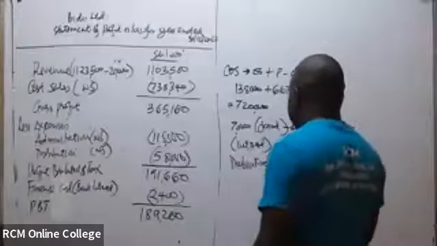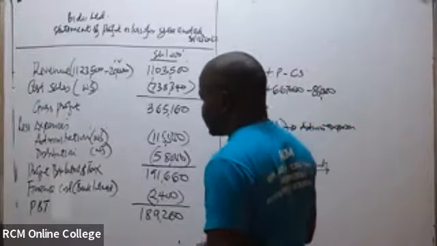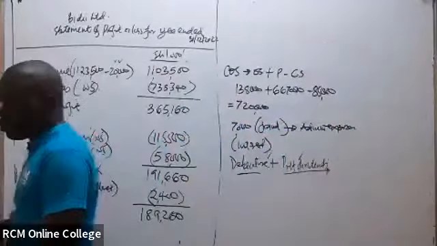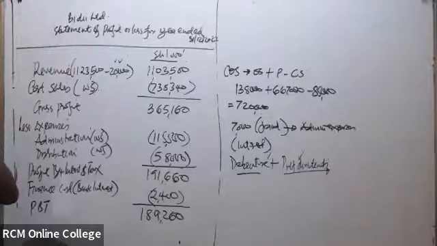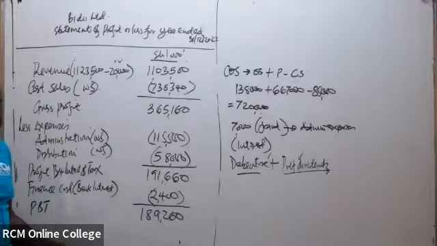But here we don't have these ones. We just have the bank interest, so it becomes our finance cost. The finance cost is normally comprised of any form of interest that the company might have ended up having to pay. So that will give us profit before tax of 189,260.